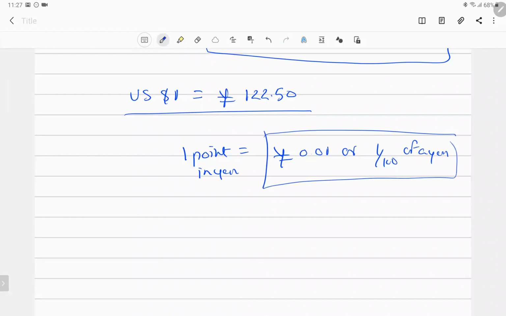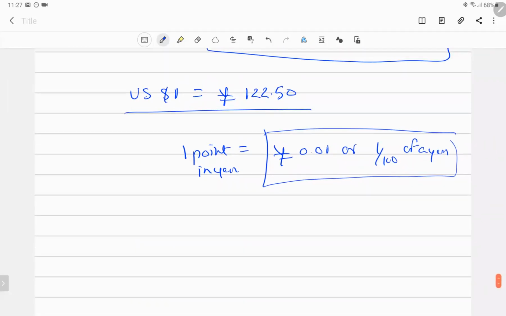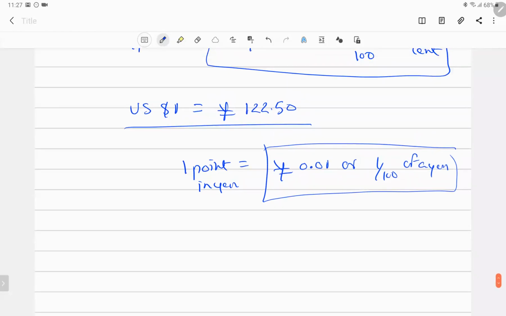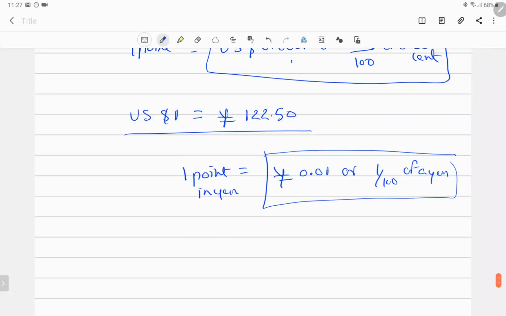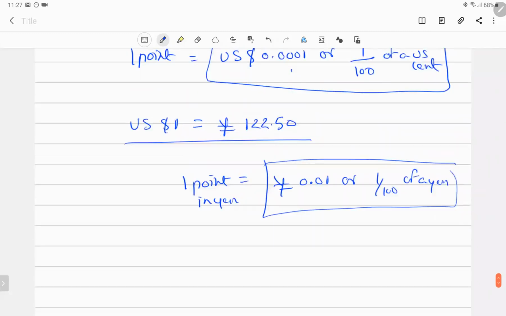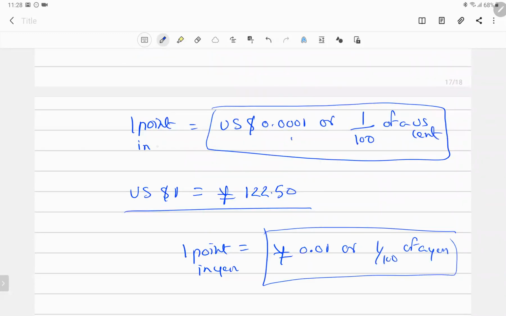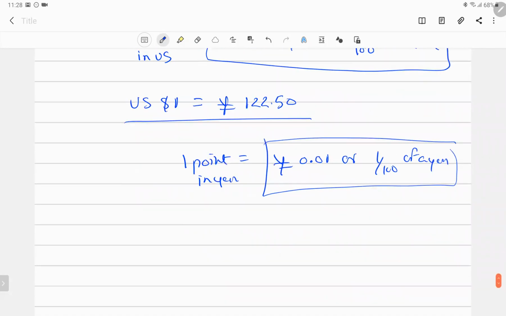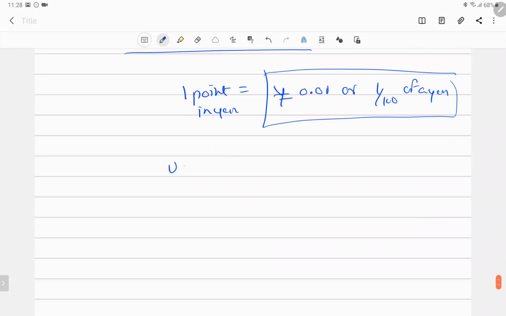Okay, this you remember. So it means that this is not equal to this one. Okay, in the above example, we can say 1 point in US dollar is 0.0001. And if you see 1 point in yen, it equals 0.01. So it means that the point in US dollar is not equal to the yen 0.01. The point in US is not equal to the point in yen.